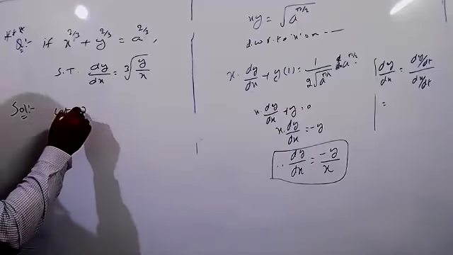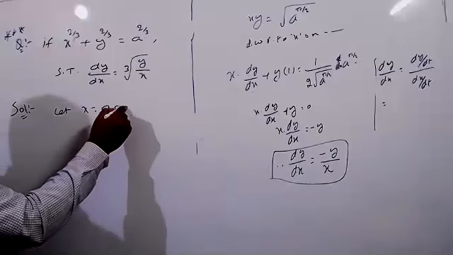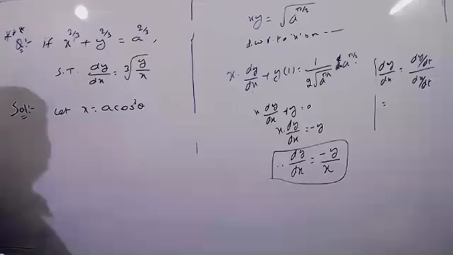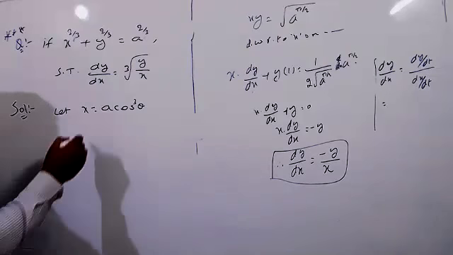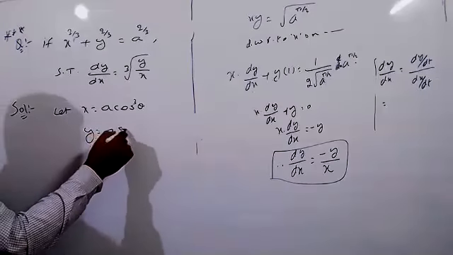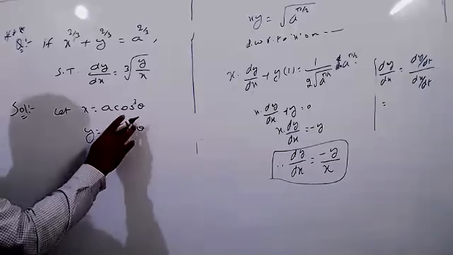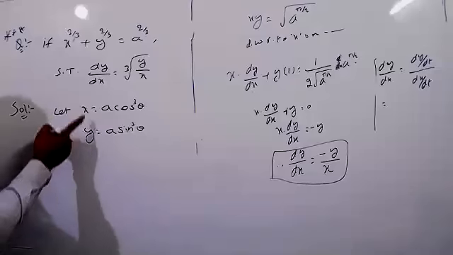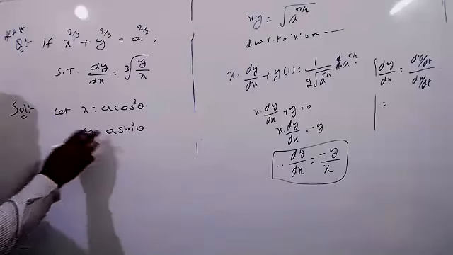Suppose I am taking here, let x equal to a cos cube theta, and y equal to a sin cube theta. Is it possible to take x equal to a cos cube theta and y equal to a sin cube theta?